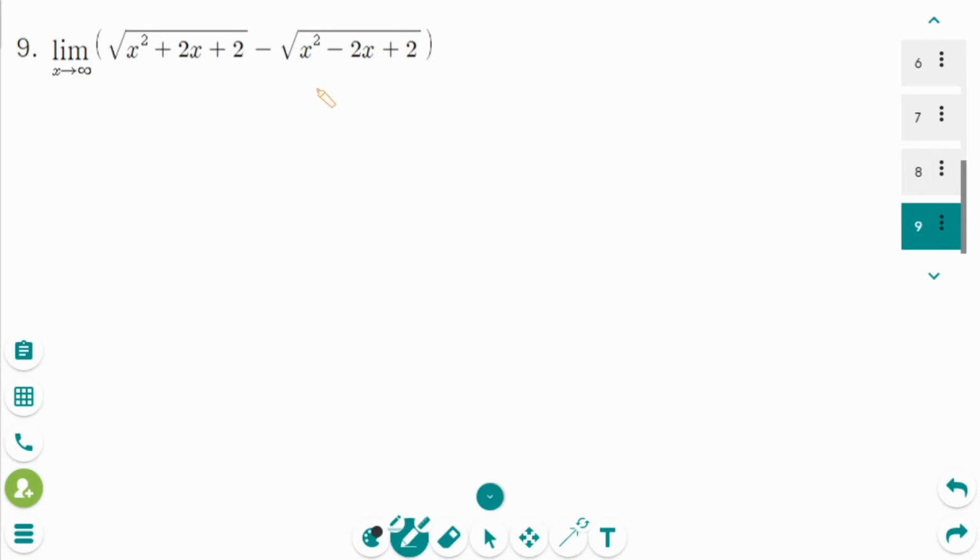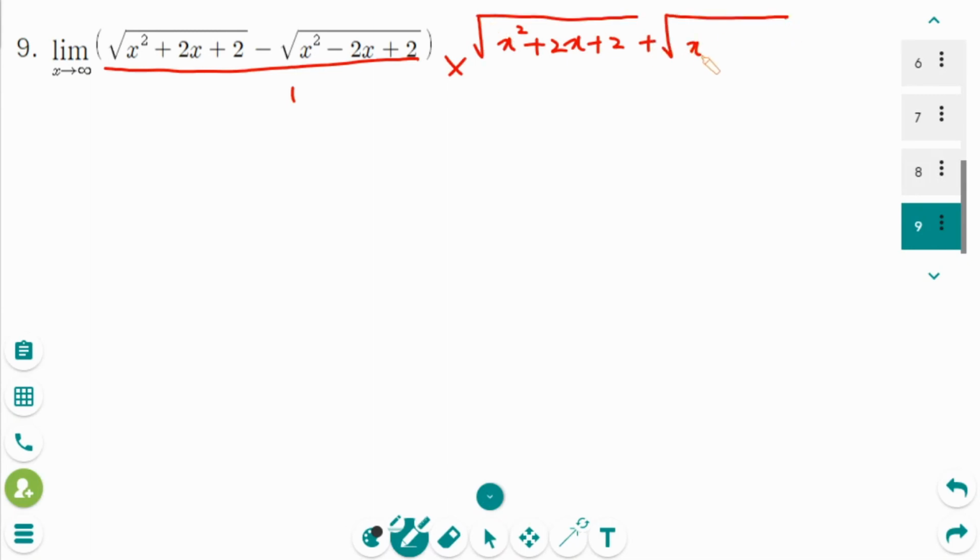This is the last question of this video. Like question 8, we need to find the conjugate for this infinity minus infinity form. Create a fraction over 1 and multiply by the conjugate, which is square root of x squared plus 2x plus 2 plus square root of x squared minus 2x plus 2, over the same.